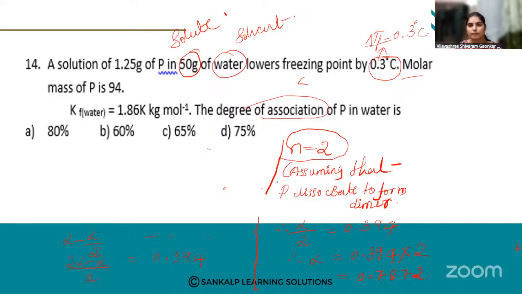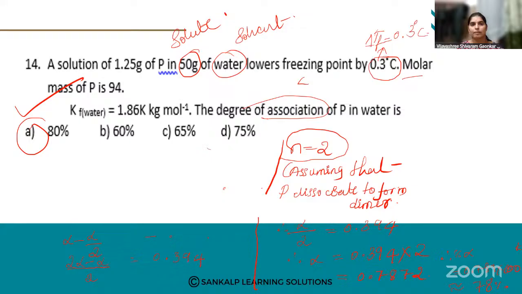So here, when 0.7872 is converted to percentage, therefore percentage alpha equals 0.787 into 100. Alpha means a fraction, it is less than 1. When it is multiplied by 100, it will be approximately equal to 78%. So where is 78% in the options? It is near, approximately 78% is approximately equal to 80%. So option A is the right answer.